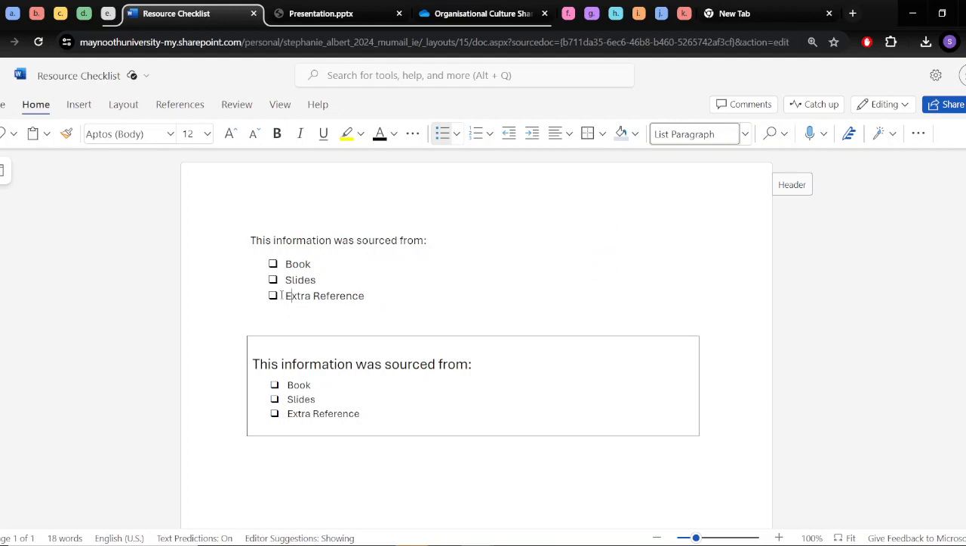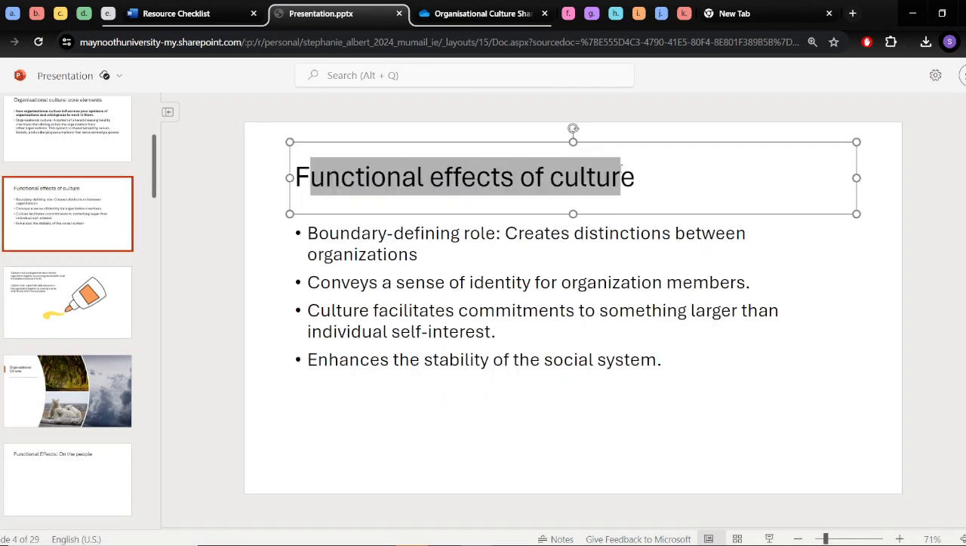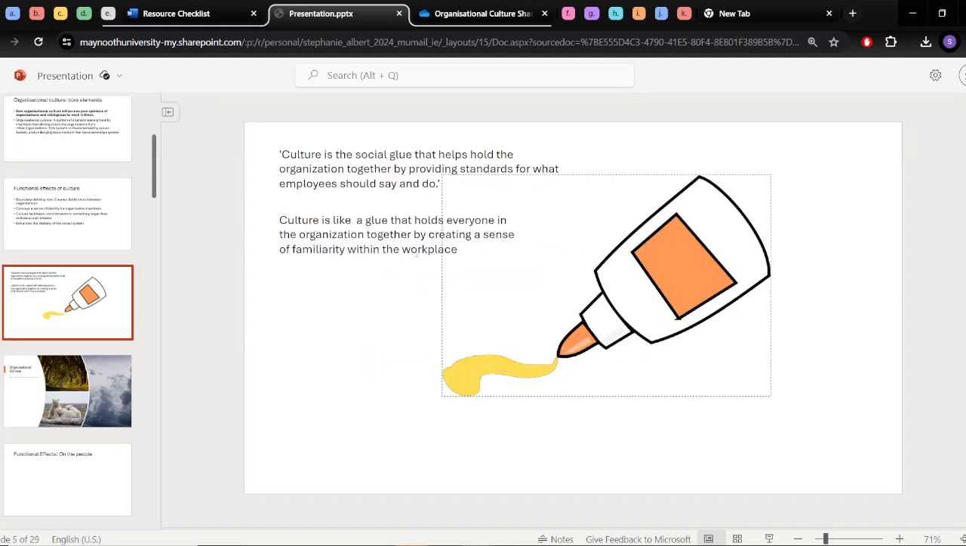All right, and basically what I would like you to do, for example, if I got my information from the slides, is highlight it, and you can highlight it whatever way you want, and then copy and paste it into your own work. So for example, here's my notes. I have the functional effects of culture. So I have here boundary defining role, and then I also have a second slide.